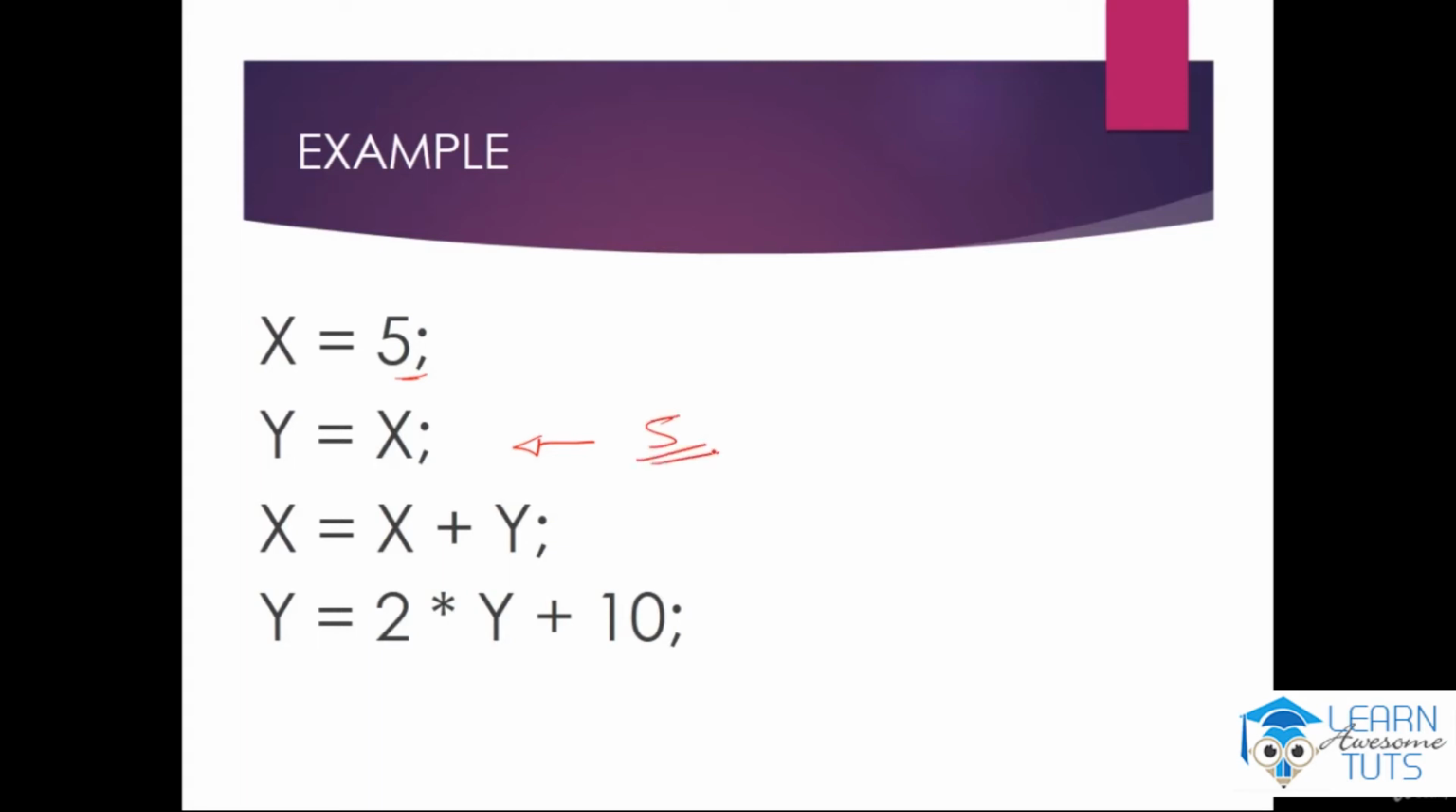Actually, it will also be 5. This time you can see that this is something that in mathematics I cannot say. I cannot say that x equals x plus y. I could only say that in mathematics if y had the value of 0. So x equals x plus 0, which means x equals x. But in computer programming, it's something completely different.